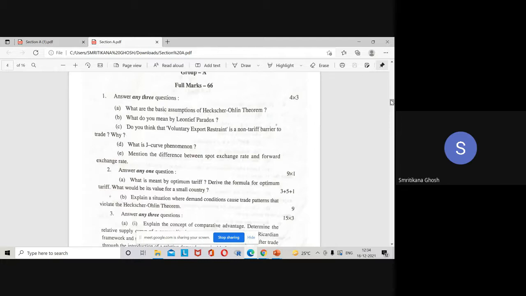What do you mean by Leontief paradox? And why? What is the reason behind this paradox? I think there are 6 or 7 reasons I discussed. Out of that, take any 2 or 3 because it's a 4 marks question. And discuss, that will be enough. Now, do you think that voluntary export again is there? J curve is not here. Mention the difference between the spot exchange.